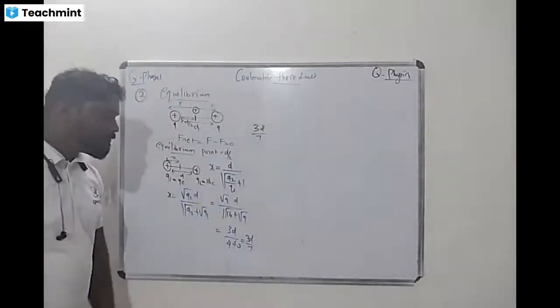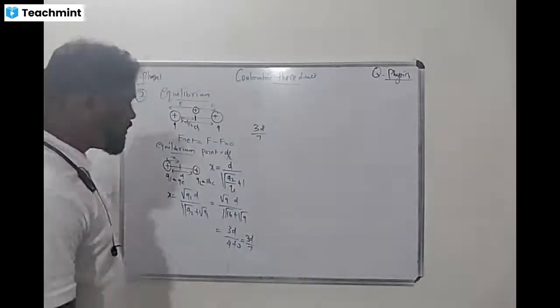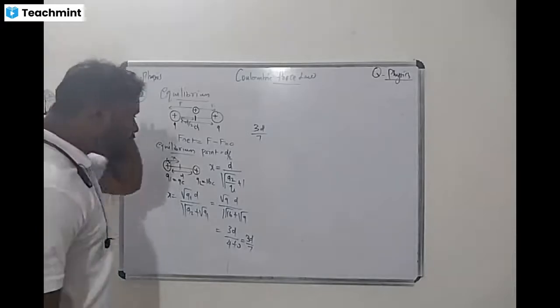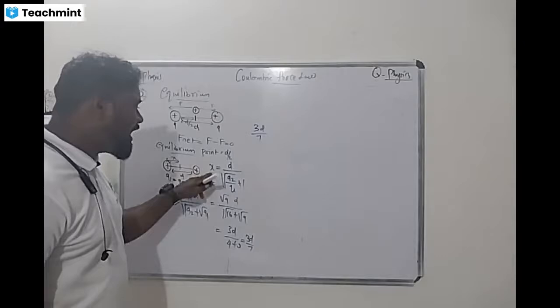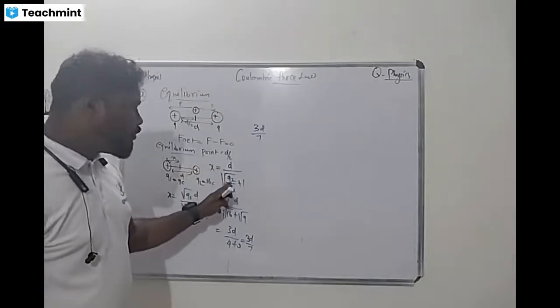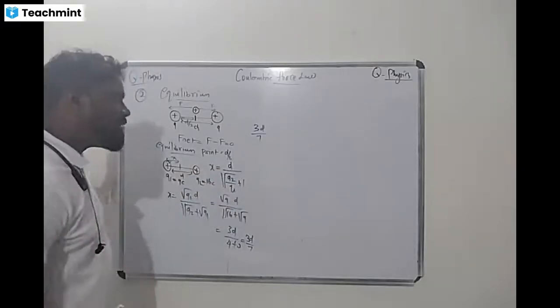Understood, right, everyone? Is it clear? Yes, sir. This is the concept of it. So how to calculate the equilibrium point? X is equal to d divided by root under Q2 divided by Q1, plus 1. That is nothing but the equilibrium point. Is it clear?